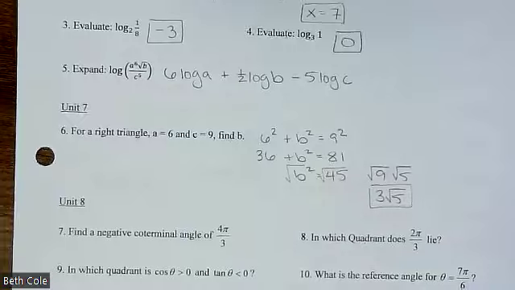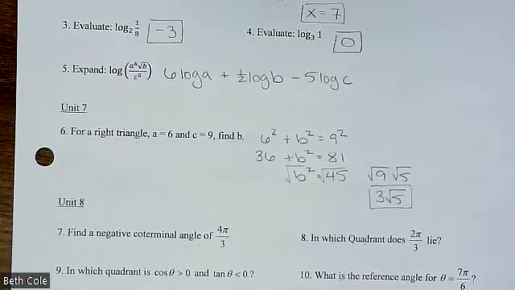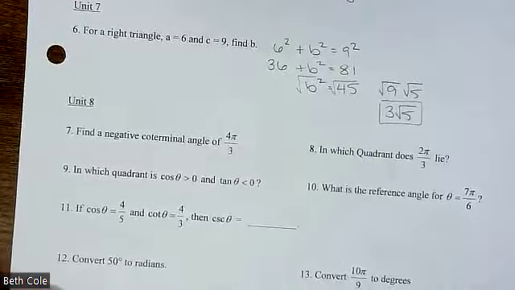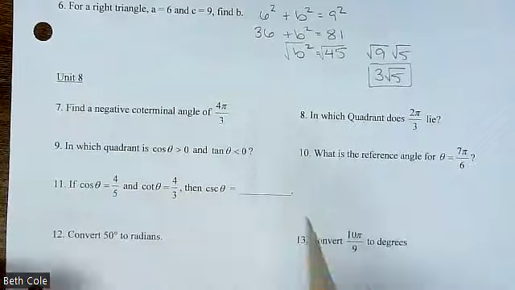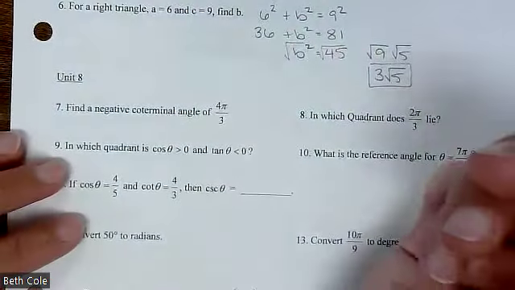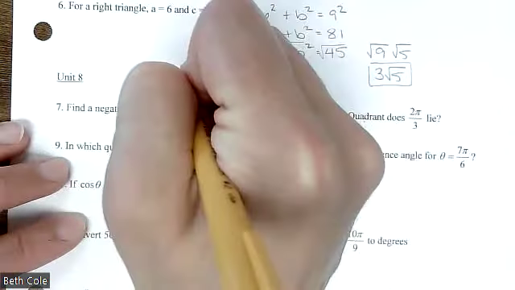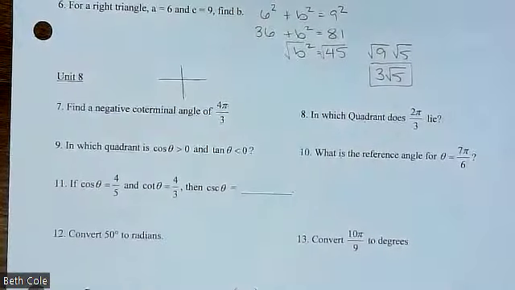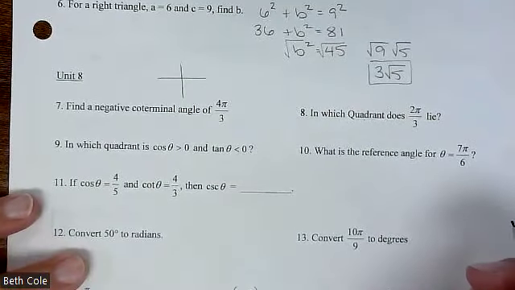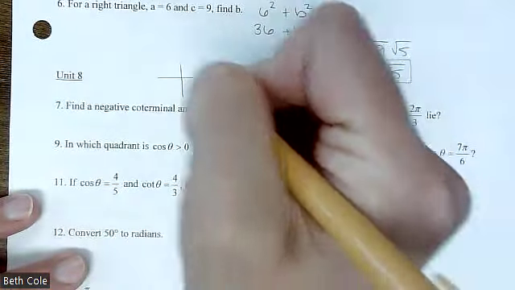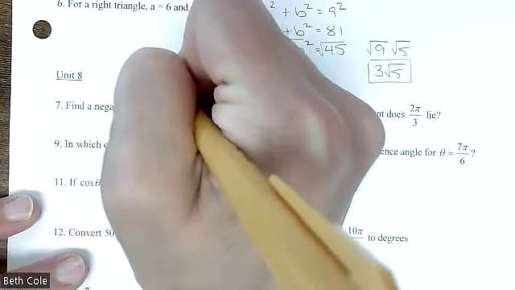Unit 8 is where we started getting into the unit circle and rotating our angles, which is kind of what the rest of the year is about here. So find a negative coterminal angle for 4 pi over 3. Again, you don't have to draw a picture if you don't want to, but I do think it helps, even just to know what quadrant you're in. So what quadrant is 4 pi over 3 in? Third, good.